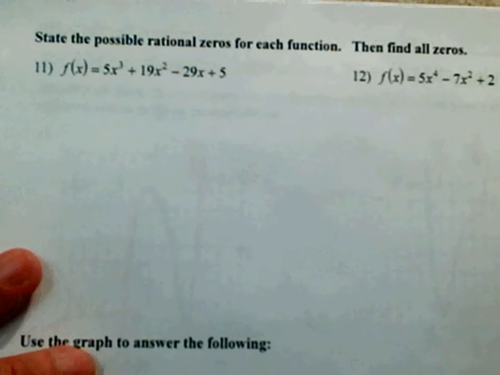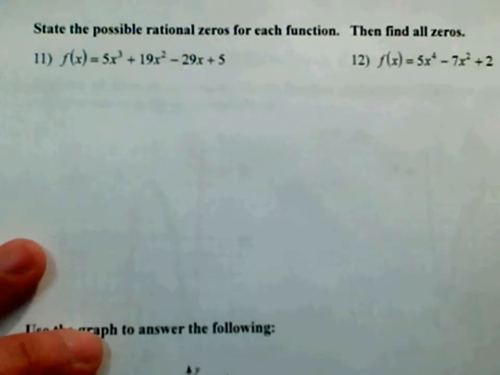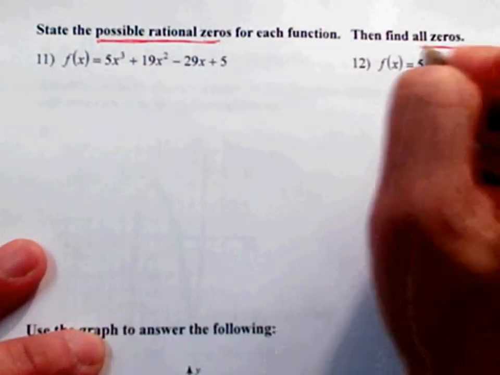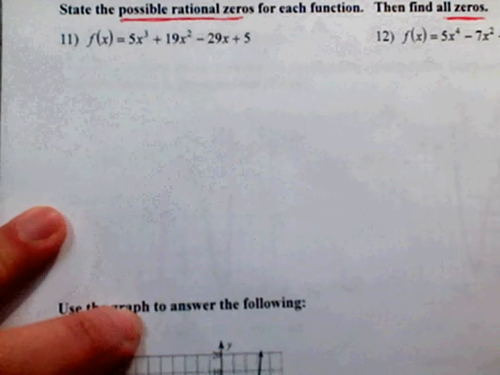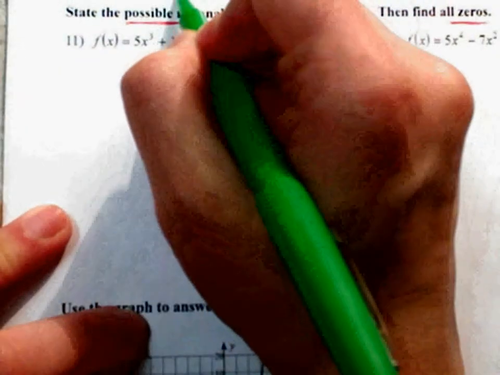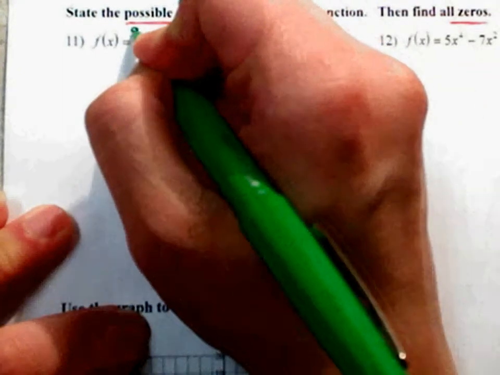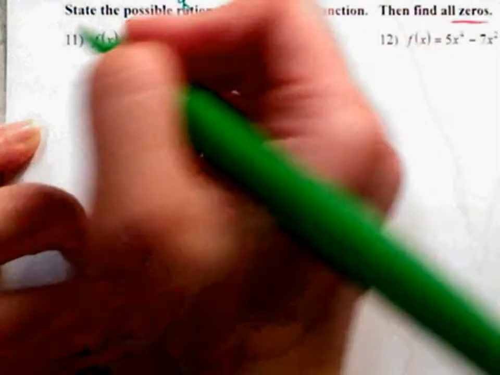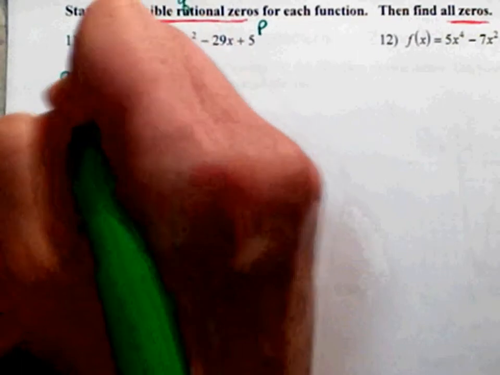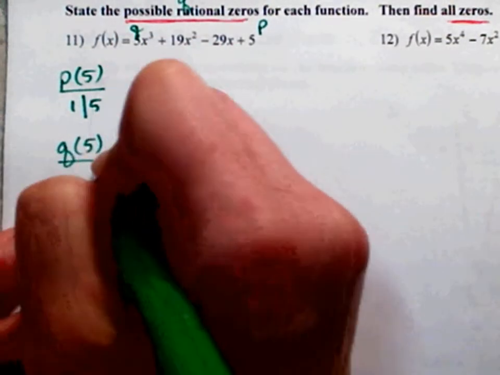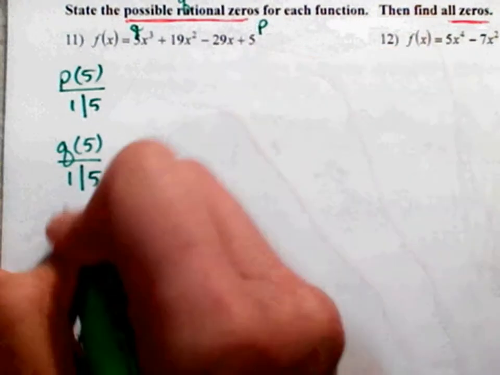Number 11. You are to state all the possible rational zeros and then find all the zeros. So, all possible is always your P over your Q. 5 is P, this other 5 is your Q. So P, factors of 5, is 1 and 5. Your Q, factors of 5, is 1 and 5. So here are all your possible.